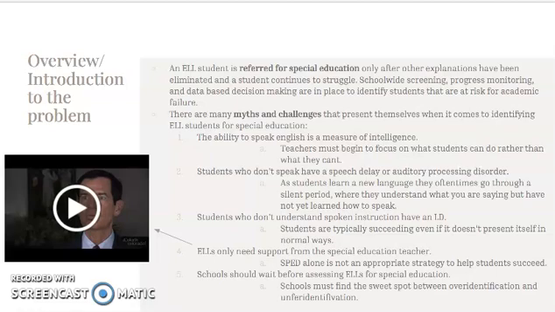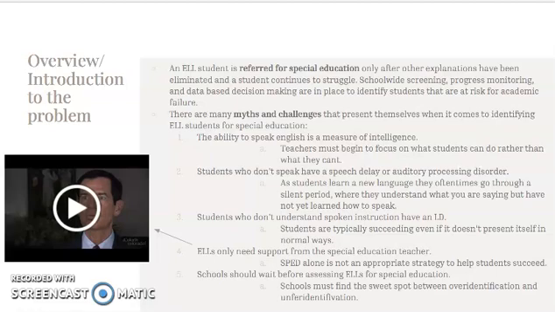So, for the overview and introduction to the problem, an ELL student is referred for special education only after other explanations have been eliminated and a student continues to struggle. School-wide screening, progress monitoring, and database decision-making are in place to identify students that are at risk for academic failure. There are many myths and challenges that present themselves when it comes to identifying ELL students for special education.